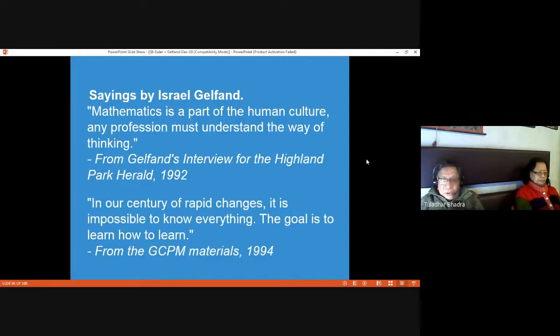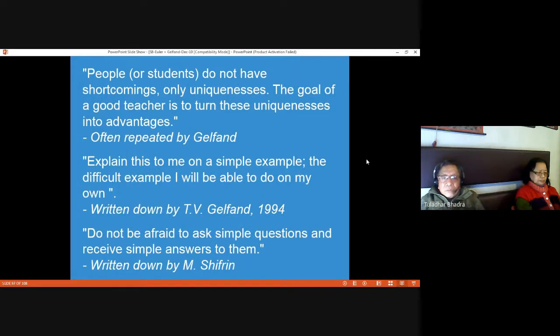From the DCPM elections, 1994: People or students do not have shortcomings, only uniqueness. The goal of a good teacher is to turn this uniqueness into advantage. Often repeated by Gelfand: Explain this to me on a simple example. A difficult example I'll be able to do on my own. Written down by T.V. Gelfand, Tatiana Gelfand, his wife, in 1994.